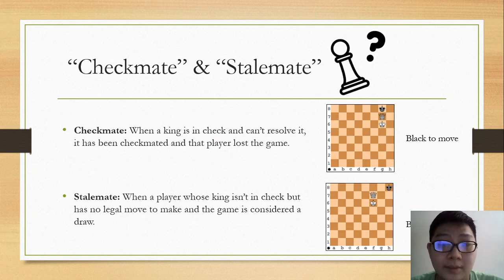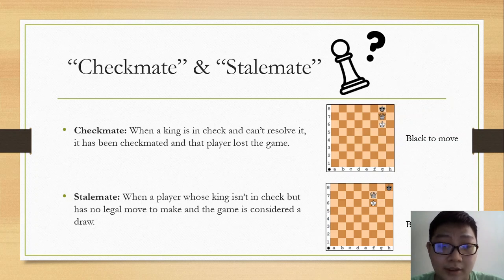Finally, I will be explaining the difference between a checkmate and a stalemate. So by definition, checkmate is when a king is in check and cannot resolve it during his turn. Then the king will become as checkmate, and that player will lose the game. You can see that the black king here has no way to avoid check from the white queen here.